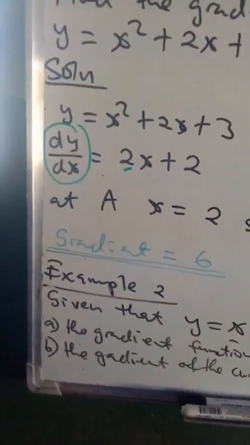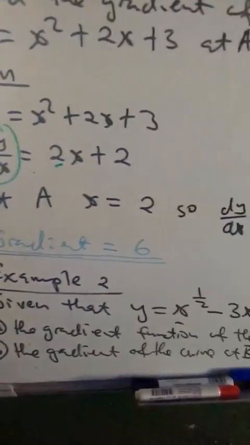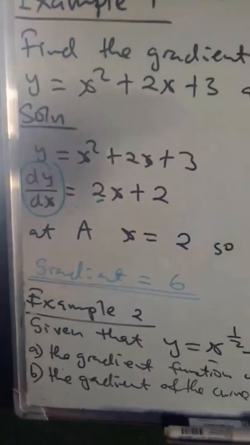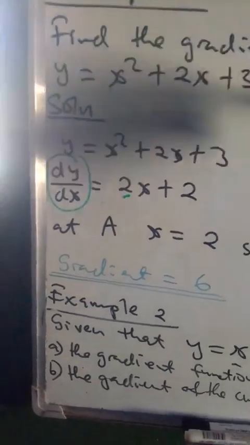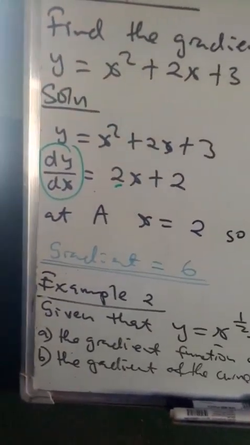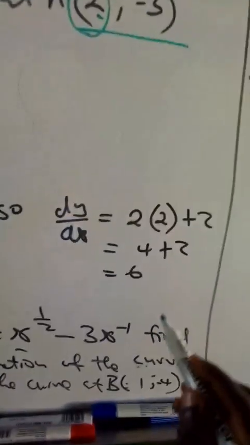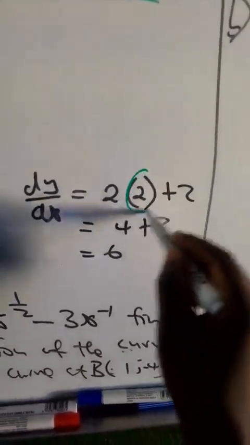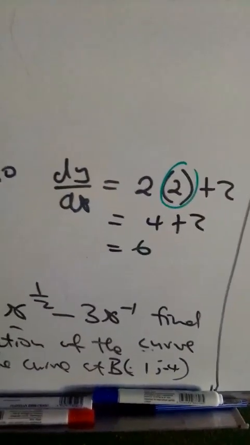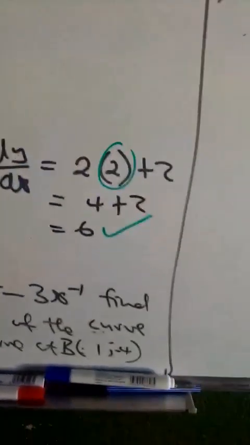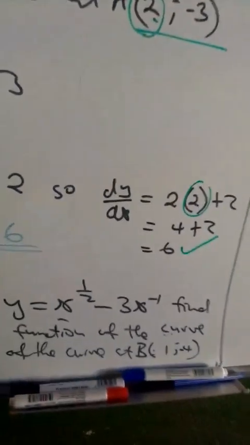Then after finding dy by dx, you have to find the gradient at the given point. Here we just need the x value. The x value is what is important to us, just because we have x. So you are now substituting the value of x into dy by dx here. So it's now 2 times 2 plus 2, which is 4 plus 2, which is 6. So 6 is the gradient of the curve at point A. Right.